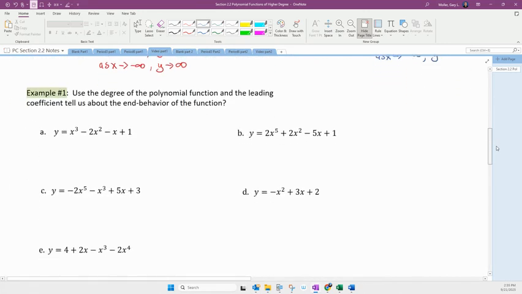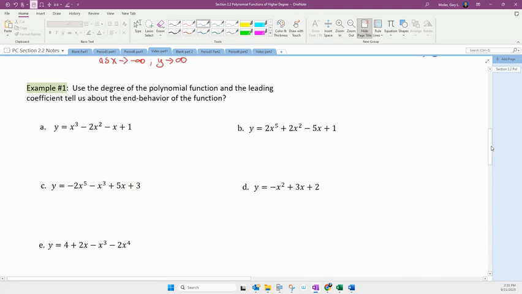So let's just do a practice. Practice 5. Use the degree of the polynomial function and the leading coefficient to tell us about the end behavior. So I'm just going to make a quick note. My degree on this first one is odd. And my leading coefficient is positive. So this one's just going to behave as I would expect it to. As x goes to infinity, so does y. Go to the right, it goes up. As x goes to negative infinity, so x goes to the left, y goes down.